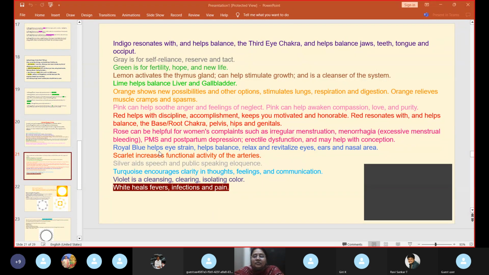Royal blue reduces the eye strain and revitalizes the mid part of the face, that is the eyes, the ears, and the nose.